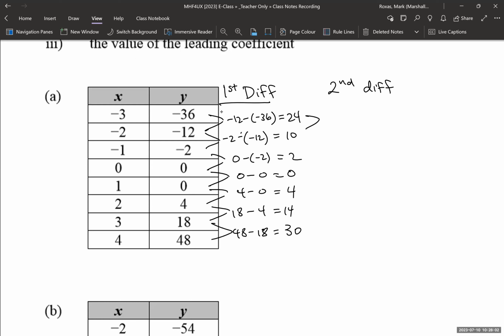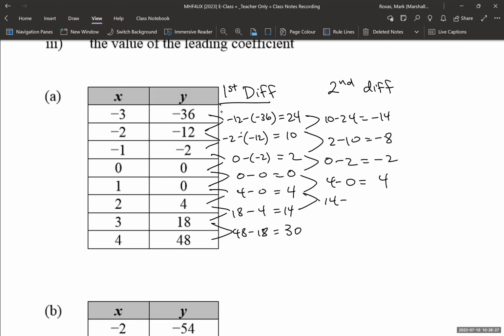So you go through consecutive y values again, or consecutive first difference values, as I should say. 10 minus 24 is negative 14. The next pair of consecutive differences, 2 minus 10, is negative 8. And then 0 minus 2 is negative 2. 4 minus 0 is 4. 14 minus 4 is 10.